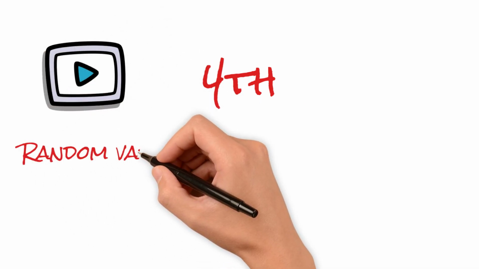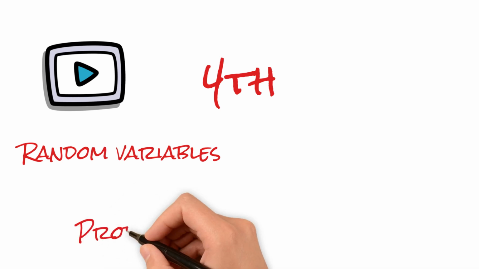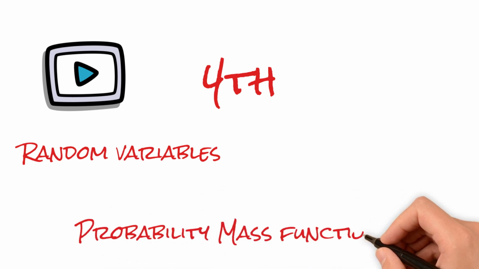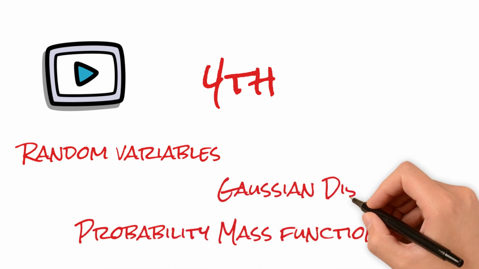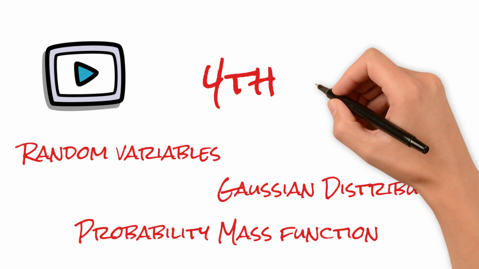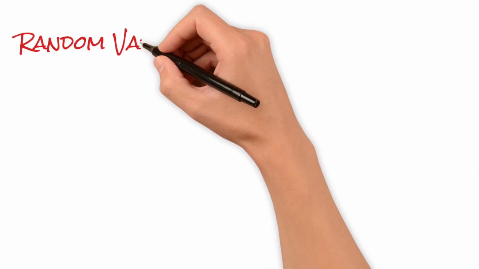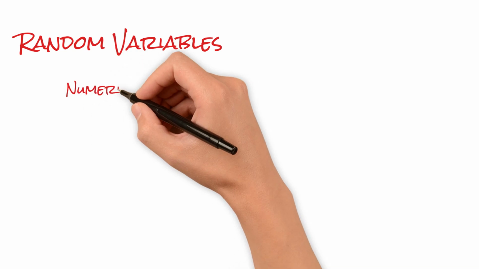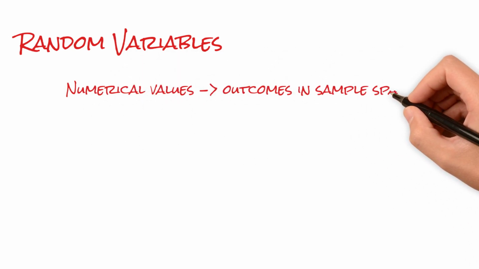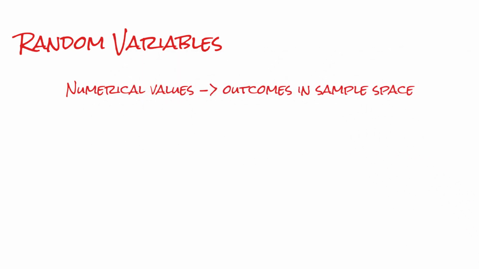In this episode, we are exploring random variables, specifically the probability mass function and Gaussian distribution. Random variables are fundamental in probability theory as they assign numerical values to outcomes within a sample space.